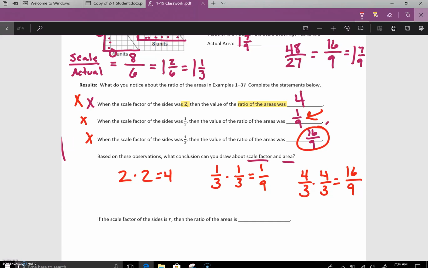You guys are going to complete the rest of the packet on your own here for about the next 10 minutes, and then we'll come back together as a group.